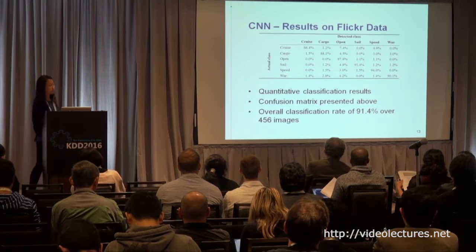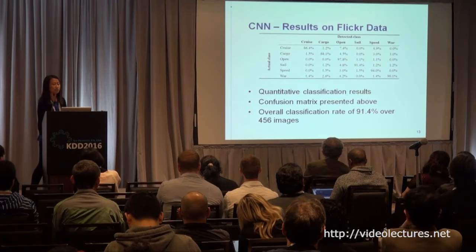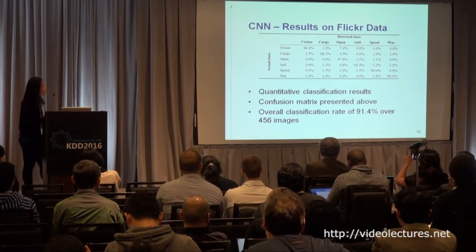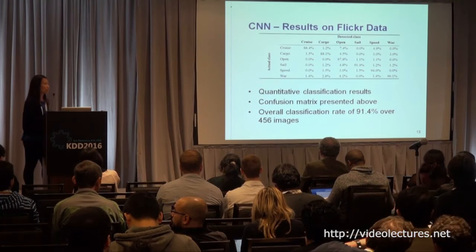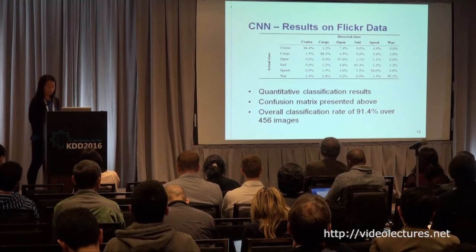For the actual quantitative results, this is the confusion matrix for our test result over our roughly 450 images. The diagonal represents the correct classification, and the rest of the matrix represents incorrectly classified results. As you can see, over all 6 classes that we wanted to train the model on, it performed very well, above 86% for all six classes, and an overall classification rate of roughly 91%.